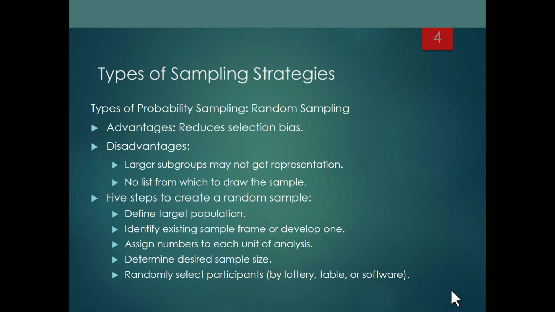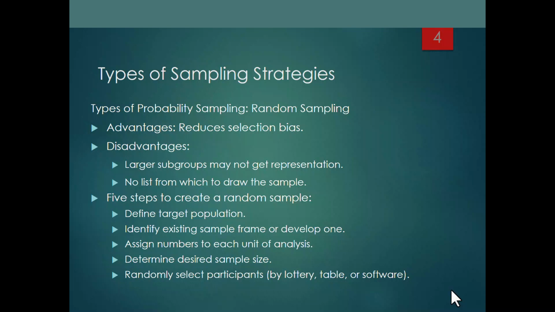So there are 5 steps to create a random sample. First, you want to define the target population, identify existing sample frames, or develop one. So find out what sampling frame you're going to use, or if you need to develop your own.